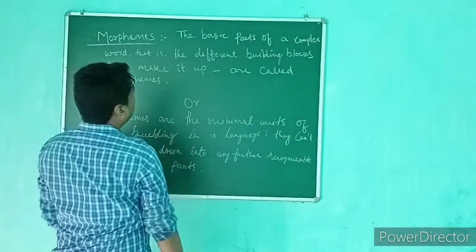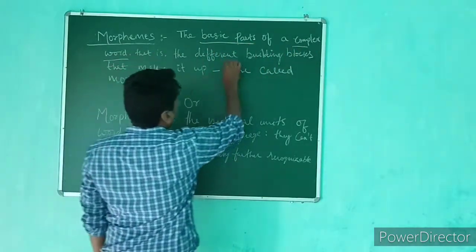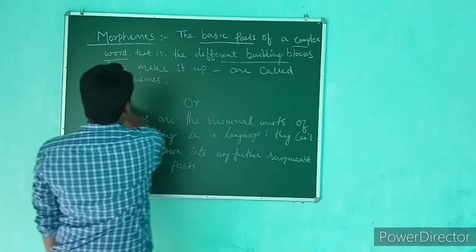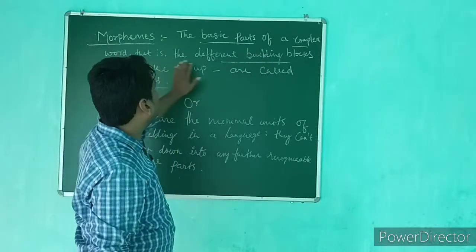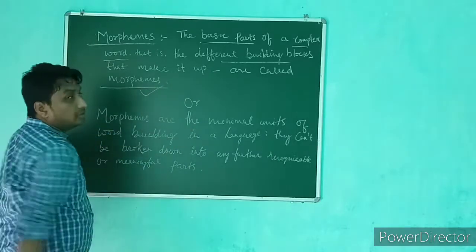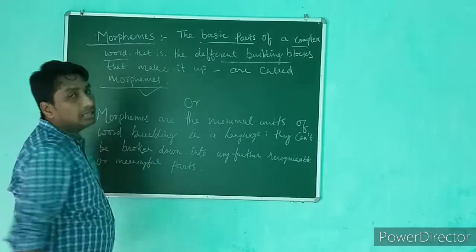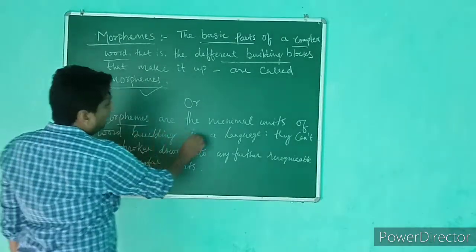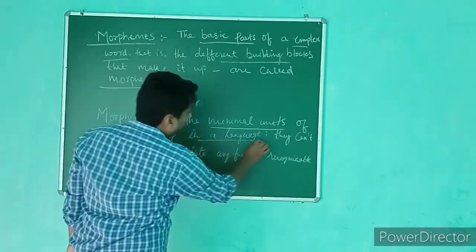So the definition says the basic parts of a complex word, that is the different building blocks that make it up, are called morphemes. This is the very definition of morphemes, right? Or the same thing can be stated in a different way by saying that morphemes are the minimal units of word building in a language.